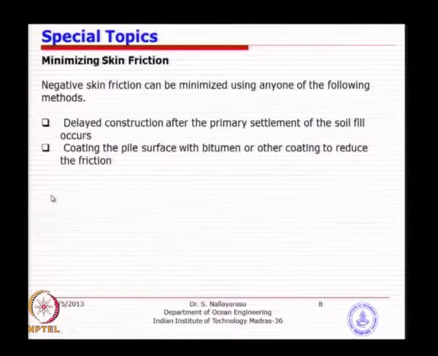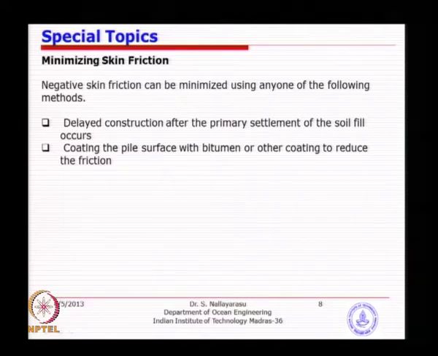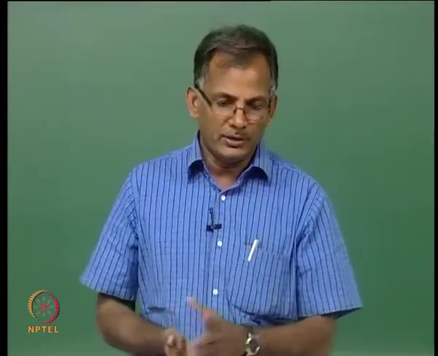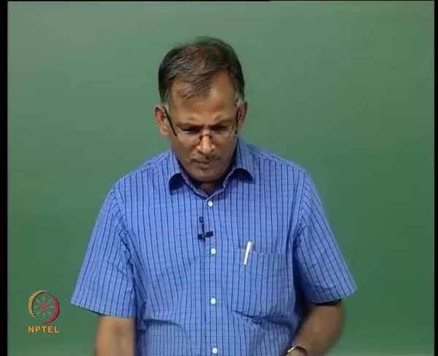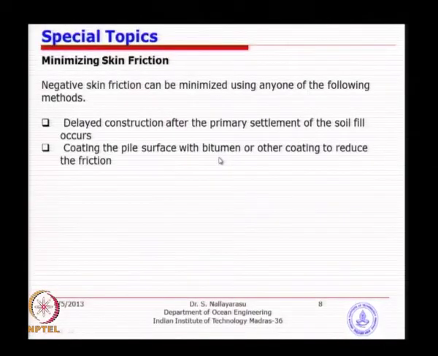The other method is basically an active way of doing it, coating the pile surface with bitumen or other materials which reduce friction. See, actually when you design a pile, we want more friction because of the increasing effect of the frictional resistance, you will get better capacity. Here you are trying to provide the opposite, so that the alpha value will be lesser. So, the pile soil interface we want to make smoother, so that the down drag does not cause too much of an effect on the loading. So, that is the opposite. Normally we use bitumen coating or other surface coatings which reduce the frictional resistance.